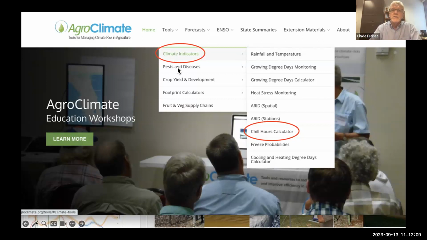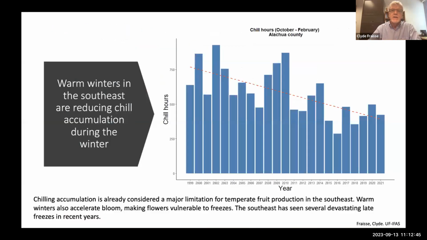So what I want to do is to highlight a couple of tools here in the slides, and later on we can see that in the website itself. When we look at the different tools that we have, I can tell you the very popular ones. Some of them I consider more like educational tools. They are not used on a daily basis, but some are very much used, and one of them is the chill hours calculator. And also in pests and diseases, we have some tools that are very, very popular with specific commodities. So why chill hours?